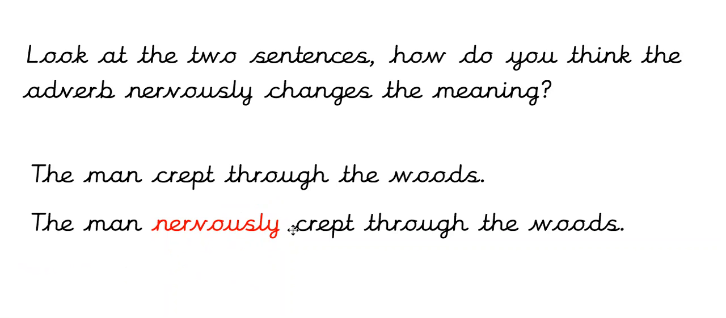So adding nervously into that sentence explains how the man is creeping. So the verb in the sentence is crept, okay, because that's the action. The man is creeping, that's what he's doing. Okay, so we're going to describe how he is creeping. So he's creeping nervously. So it's giving us a little bit more detail, isn't it? It's giving us a bit of information about how he is feeling.